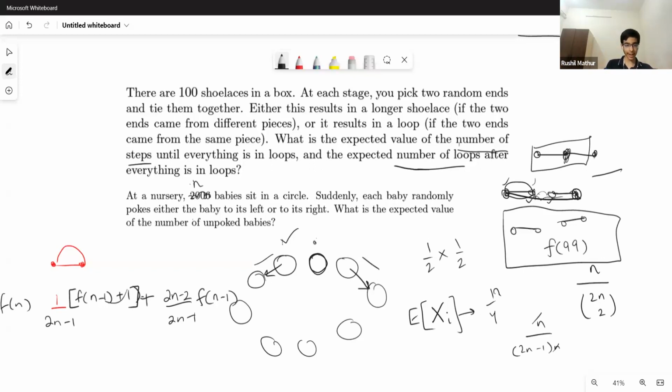And if you solve this, you'll get Fn equals Fn minus 1 plus 1 by 2n minus 1. And for F1, you get the answer as 1. So you get 1 plus 1 by 3 plus 1 by 5 and so on, up to 1 by 199.